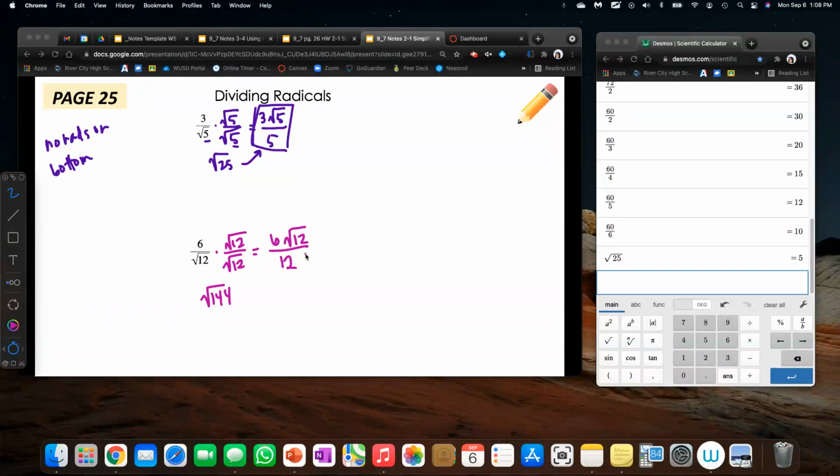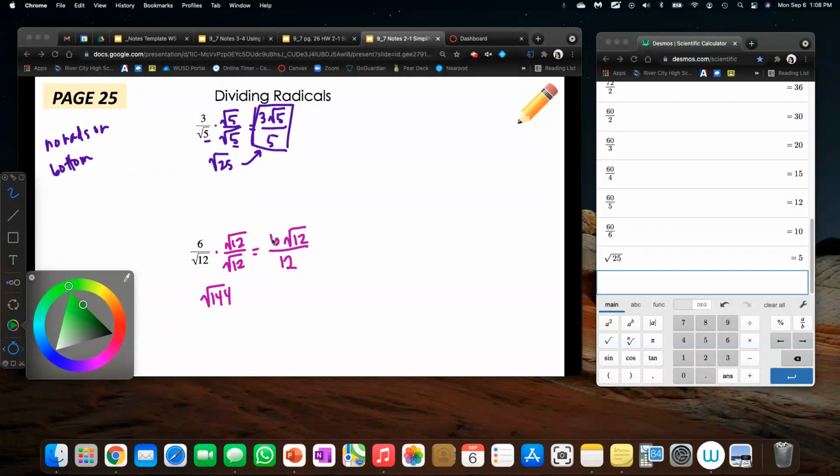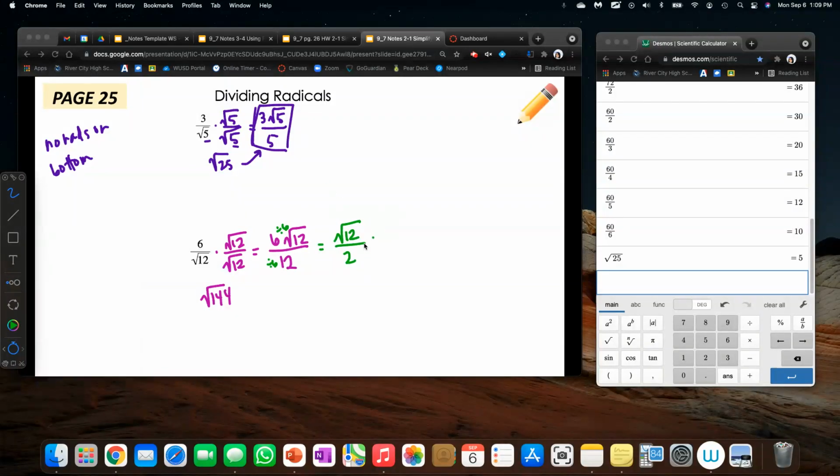All right, so then from here, I'm going to see if I can simplify. So numbers on the outside, well, 6 over 12, I could divide by 6 on top, and divide by 6 on the bottom. 6 divided by 6 is 1, so we're just left with the square root of 12 on top, and then 12 divided by 6 is 2. So I've simplified the outside, but now we can actually simplify this radical.